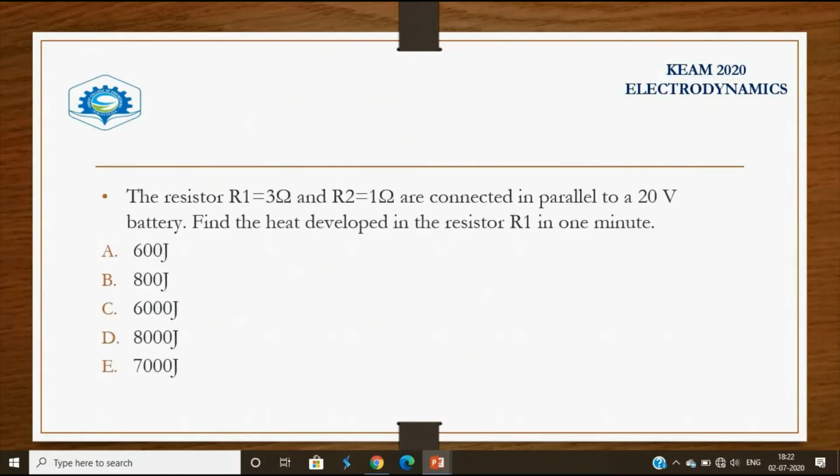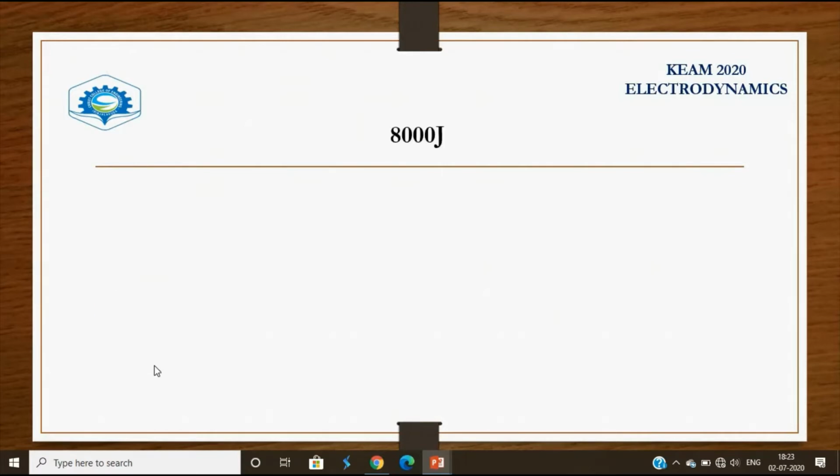Another question is, the resistor R1, which is equal to 3 ohm, and R2 equal to 1 ohm, are connected in parallel to a 20 volt battery. Find the heat developed in the resistor R1 in 1 minute. We have 5 options. These are the options. Now the answer is D, which is 8000 joule.